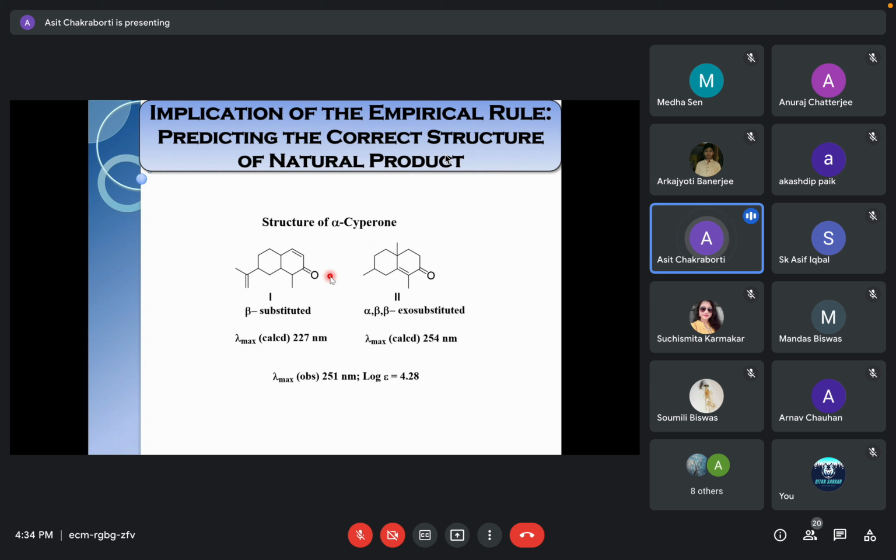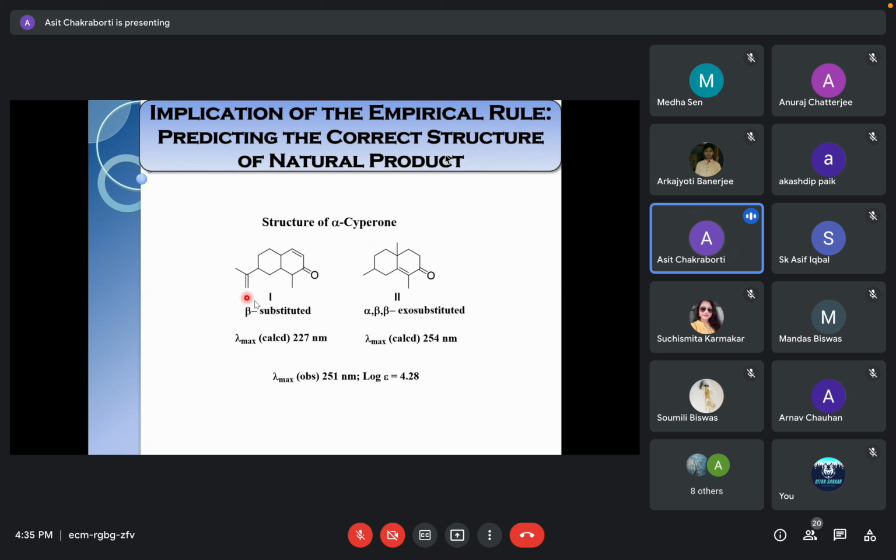But most of the structures which were determined by Woodward, during the time when X-ray crystal structure was there, as far as I understand, none of these structures later on has been challenged once all those techniques were there. So, what is the strength of these Woodward-Fieser rules?